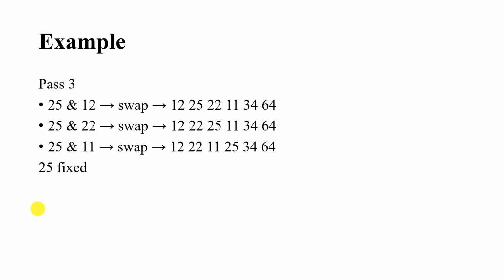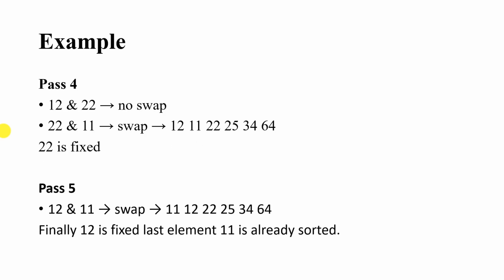Now what does the updated array look like? 12, 22, and 11, and 25, 34, 64 is already sorted. Now we will take 12 and 22 and compare if they are in correct order or not. These are in correct order, right? So no swap is required. Now we will go to another pair, 22 and 11. Since 22 and 11 are not in correct order, we will swap them. So 12, 11, 22, 25, 34, 64.